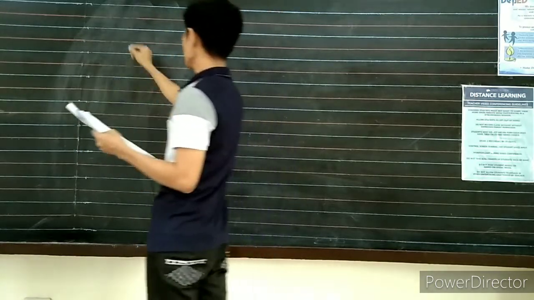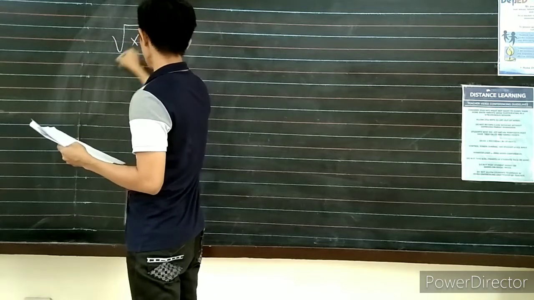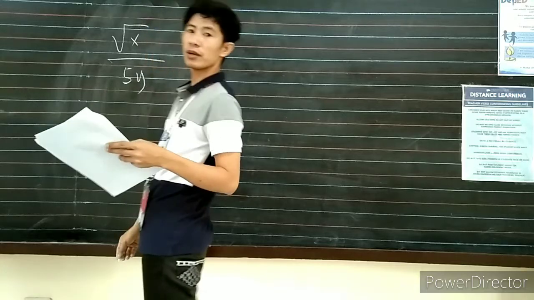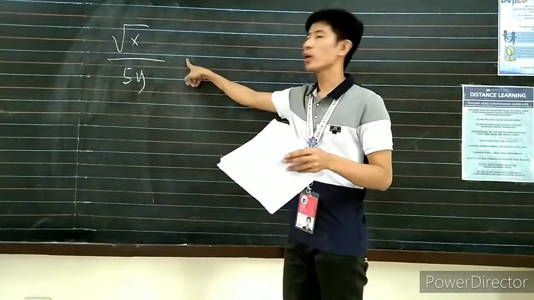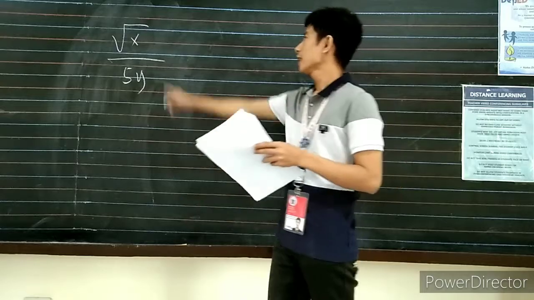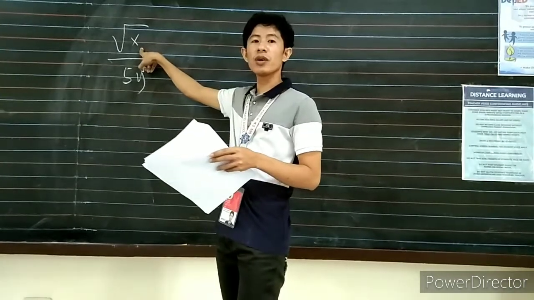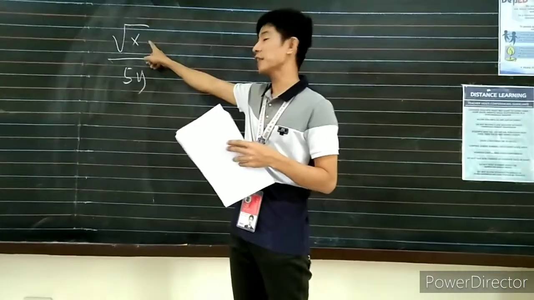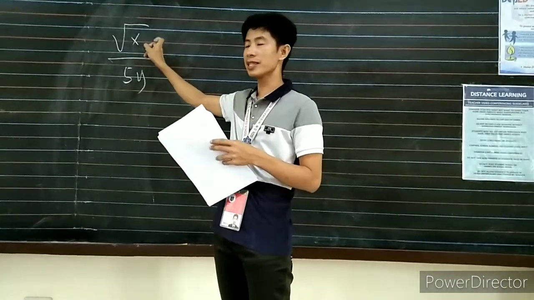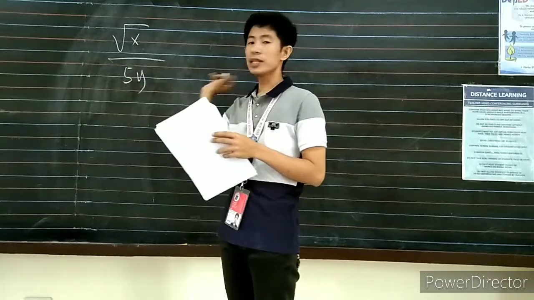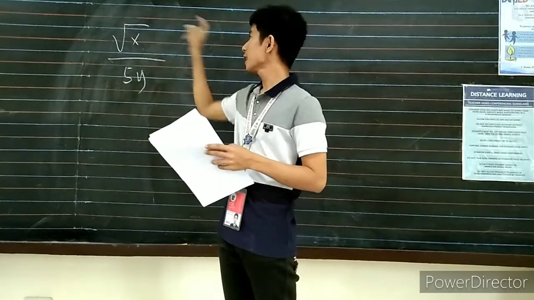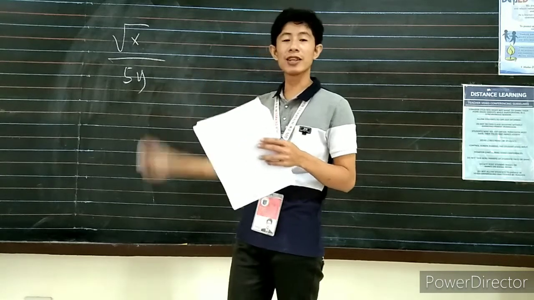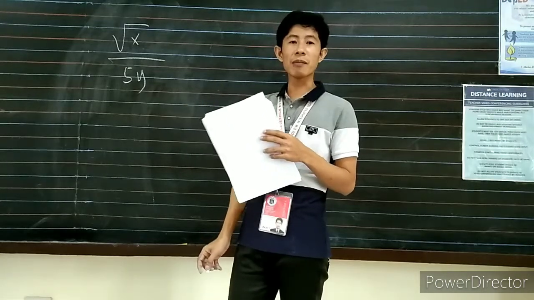For our example number 2, we have the square root of x over 5y. Okay, first thing first, observe the numerator, x, or the square root of x. Is there any negative exponent in the variable x? Okay, there is none. How about, is there any fraction as exponent of the variable? Okay, there is. Tama po yung narinig nyo.